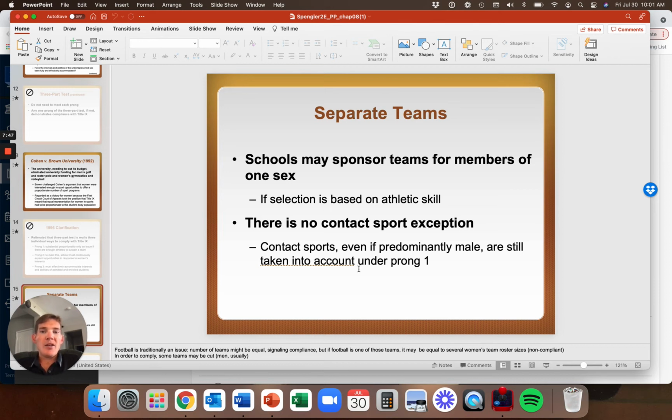So it says that schools may sponsor teams for members of one sex, but it has to be based off of athletic skill, and then there is no contact sport exception. So because sports like football tend to dominate in the male category, basically the prong 1 has to be satisfied still. So if you have a school that has a football program, whatever number of scholarships are provided there, you have to find an equal number of scholarships in other contact sports for women.